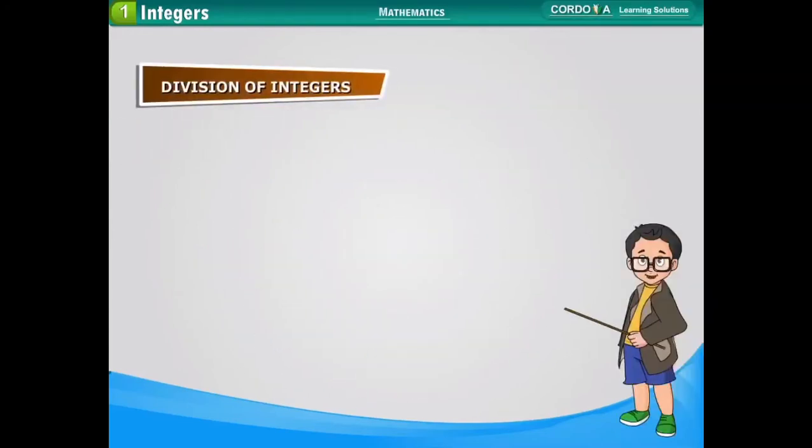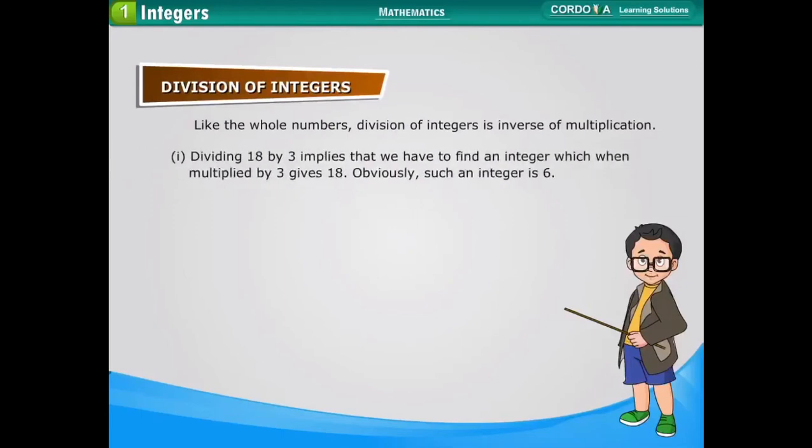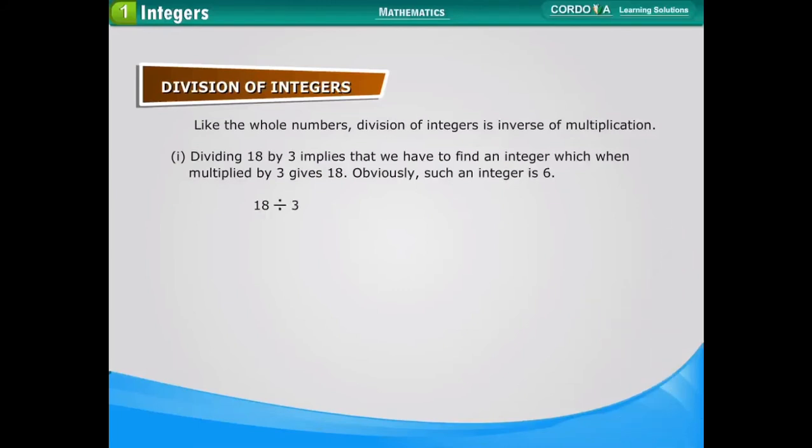Division of integers. Like the whole numbers, division of integers is the inverse of multiplication. Dividing 18 by 3 implies that we have to find an integer which, when multiplied by 3, gives 18. Obviously, such an integer is 6. 18 divided by 3.